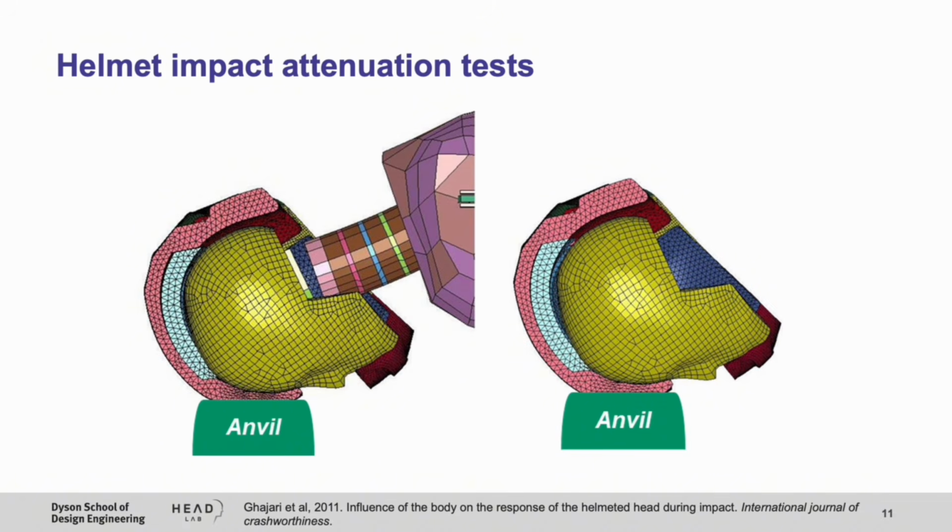So essentially that means that by not including the effect of the body, potentially in standard tests we are underestimating the crushing distance of the liner. This is written up in a standard journal paper and published. So if you're interested, you can read more about this study in the paper cited here.